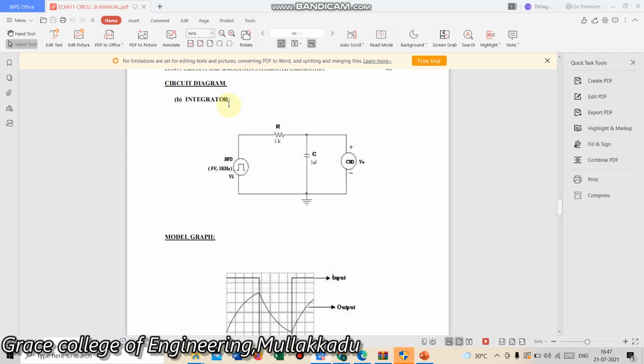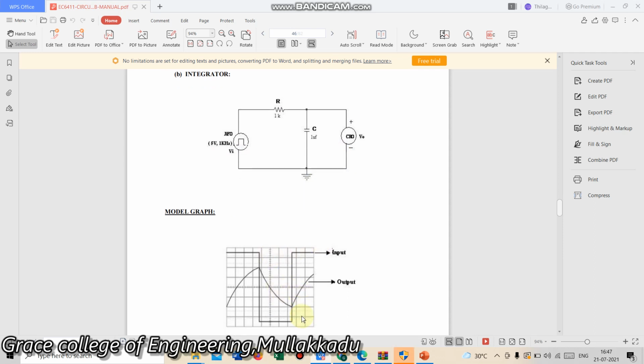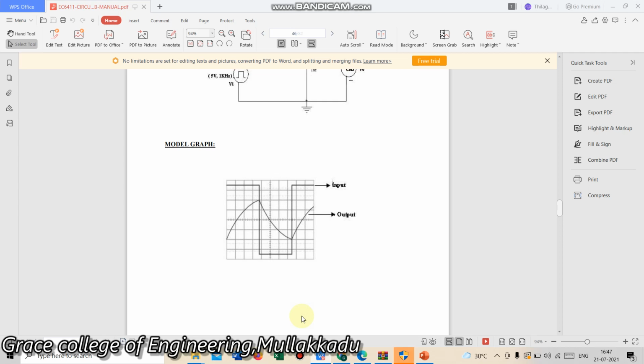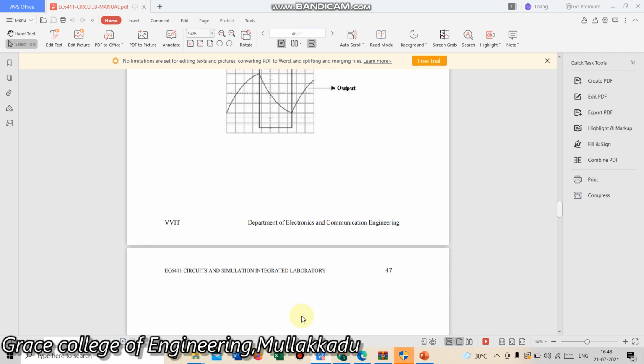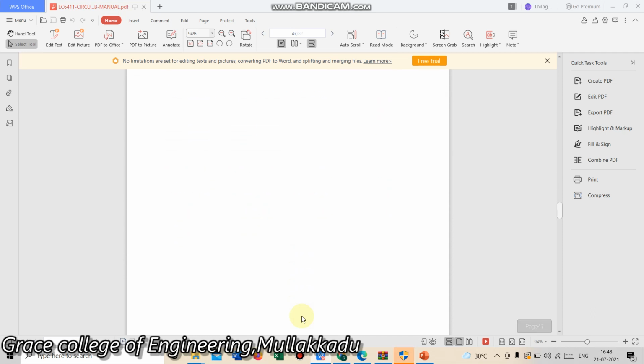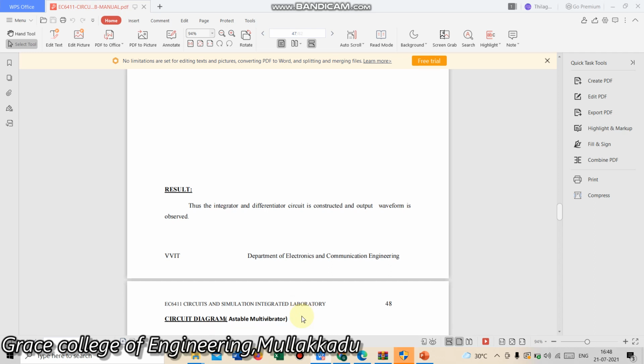Since this is the integrator circuit, it consists of resistance in series and capacitance in parallel. We give the input using the function generator and see the output at the CRO, and this is the model graph. If we give a square wave as an input, we will get the triangular wave at the output for the integrator. Similarly, for the differentiator, we can see the circuit diagram and the output, which is a spike wave.